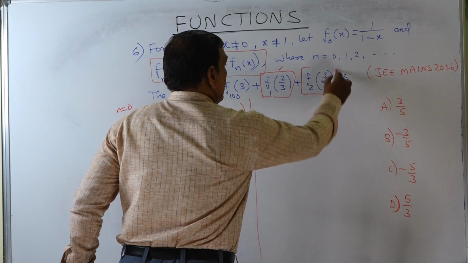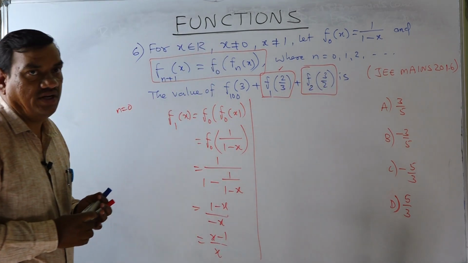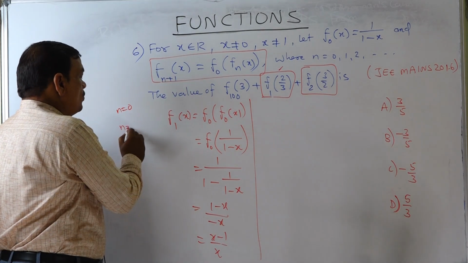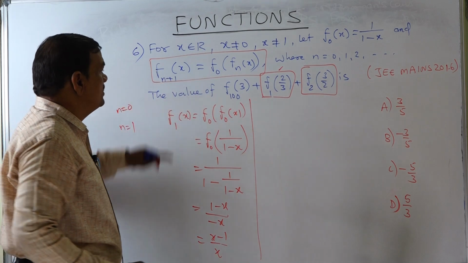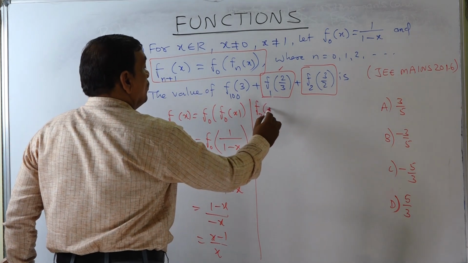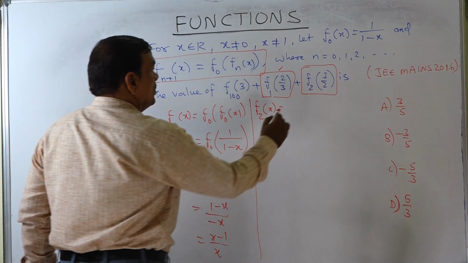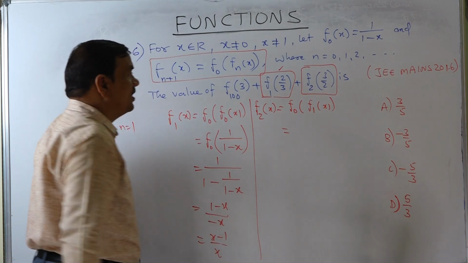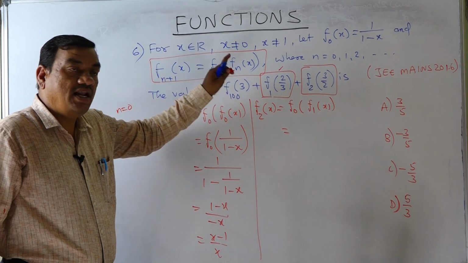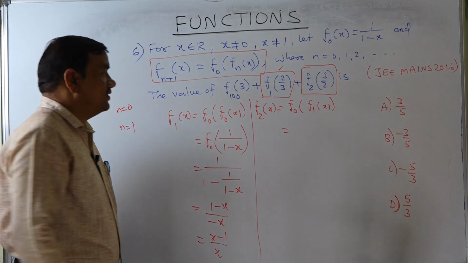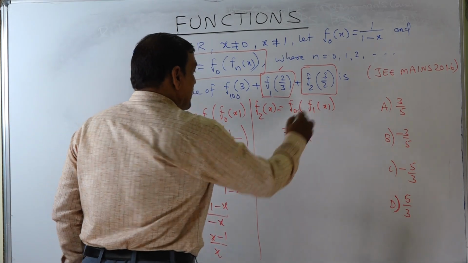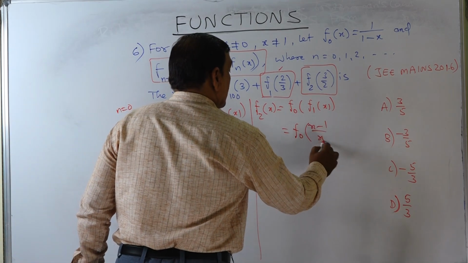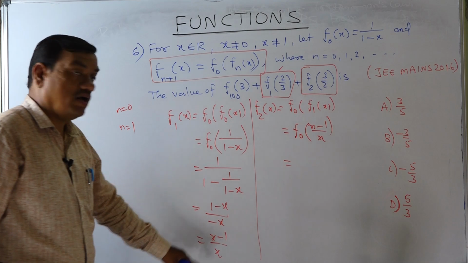Now I am going to find out f2 of 3 by 2. To get f2 I have to put n equal to 1. Now substitute n equal to 1. f2 of x is equal to f naught of f1 of x. Wherever n is there I have substituted 1. This implies f naught of f1 of x, and the value of f1 of x is x minus 1 upon x.